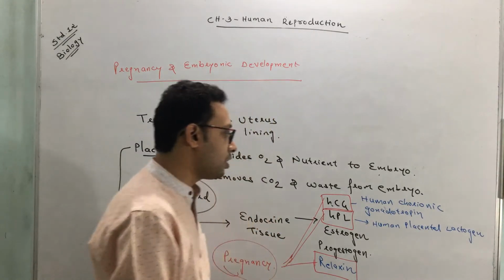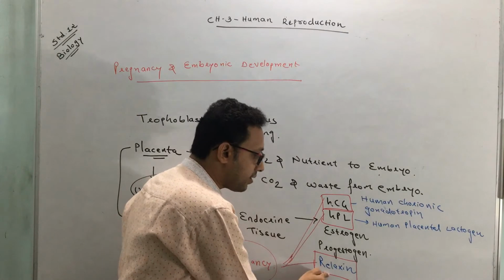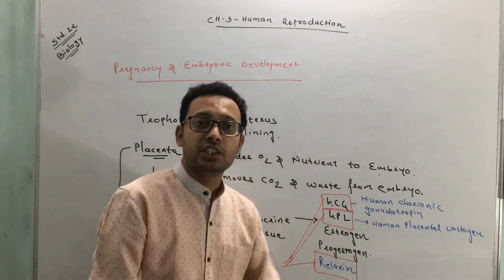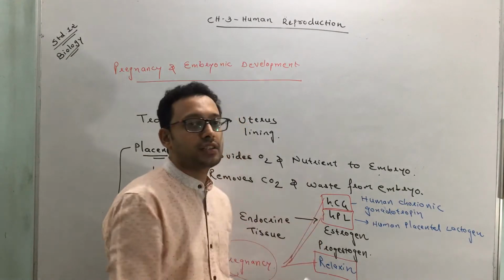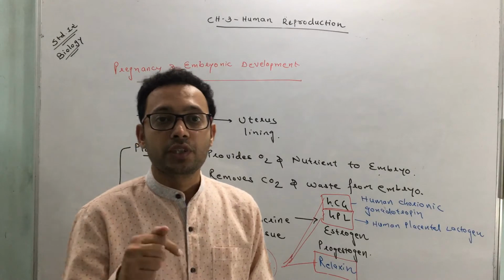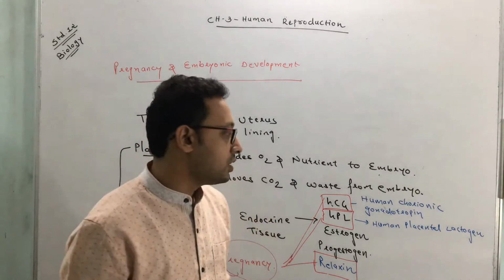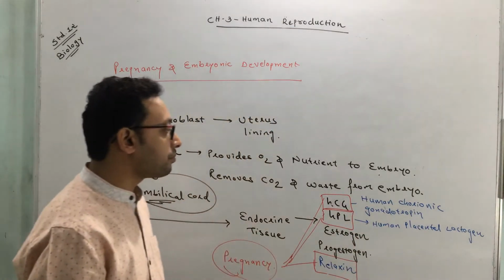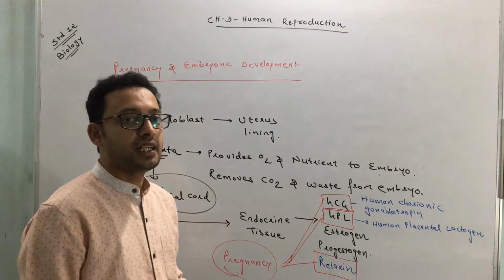So which are the three hormones only released during pregnancy? HCG, HPL and relaxin. But relaxin is released during the late stage of pregnancy. So in the early stage, these are the two hormones released, and we detect their level to determine the pregnancy at an early stage. So these are the hormones secreted by the placenta, and the placenta can act as an endocrine tissue.